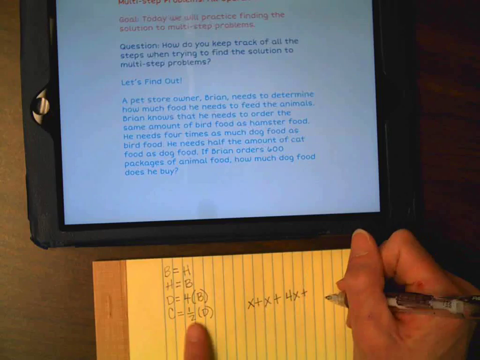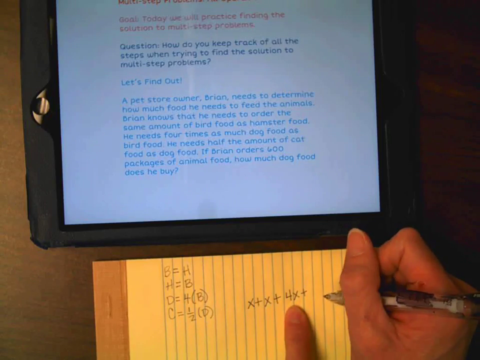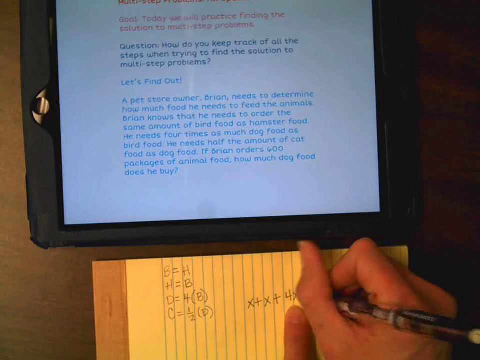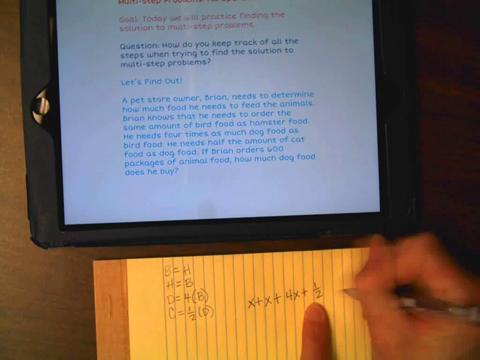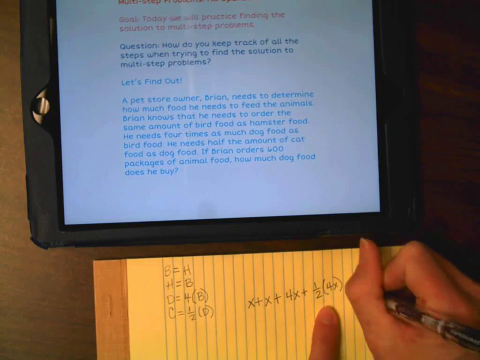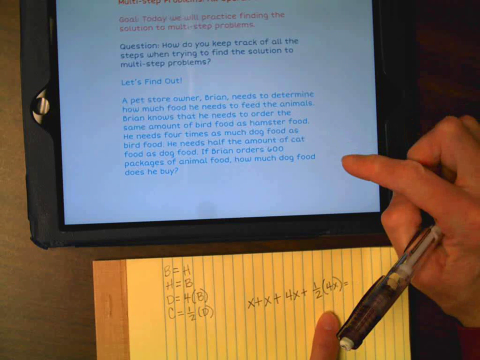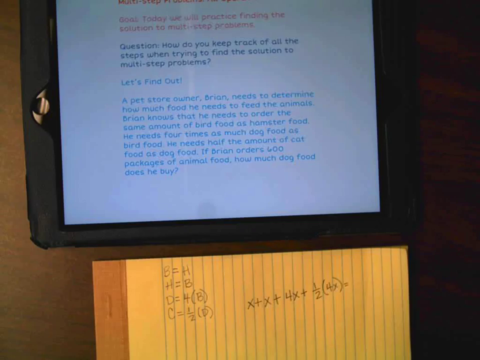And then, lastly, we know that the cat was half of the dog. Well, if this amount right here, 4 times the bird, is what equals the cat, taking it in half, then what we have to do is we just have to take half of the dog, which is half of 4x. And then all of that, according to this screen right here, says he needs to order 600 packages of food.